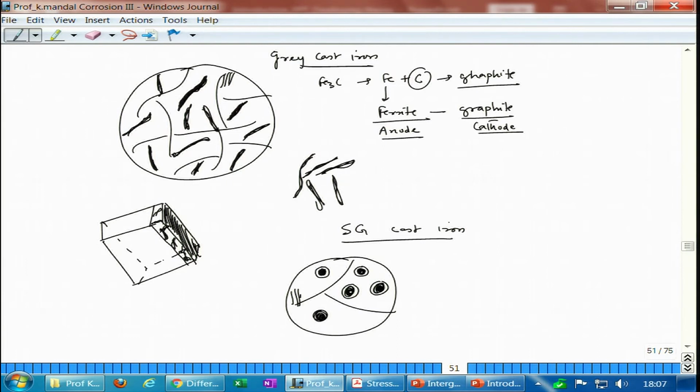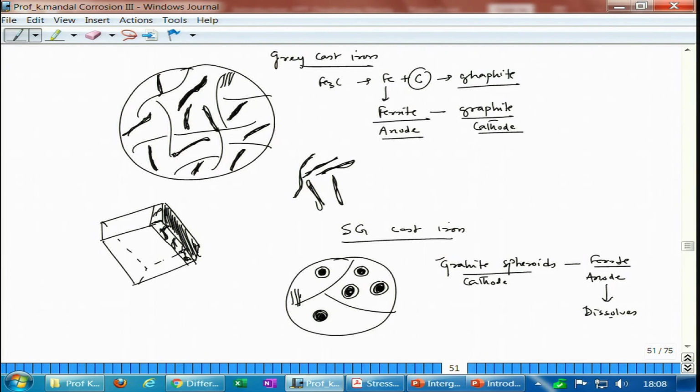That is not our discussion point. But if we have dealloying in this case, with the graphite spheroids and ferrite, the ferrite will act as anode and the graphite as cathode, since in the galvanic series graphite has higher potential, and in a normal solution or acid solution it will act as a cathode. So, the ferrite dissolves preferentially because of the galvanic effect, leaving behind graphite spheroids.